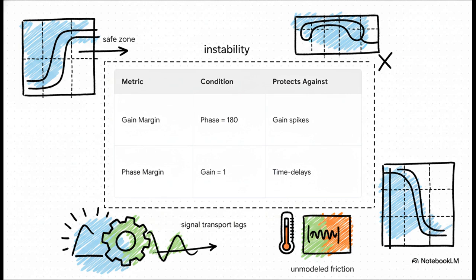A system in the real world has to deal with constant physical unpredictability, stuff like unmodeled friction, sudden temperature changes, or signal transport lags. By maintaining healthy gain and phase margins, engineers basically ensure that even if the real-world system behaves slightly differently than the idealized math model, it's not going to cross over that invisible line into instability.